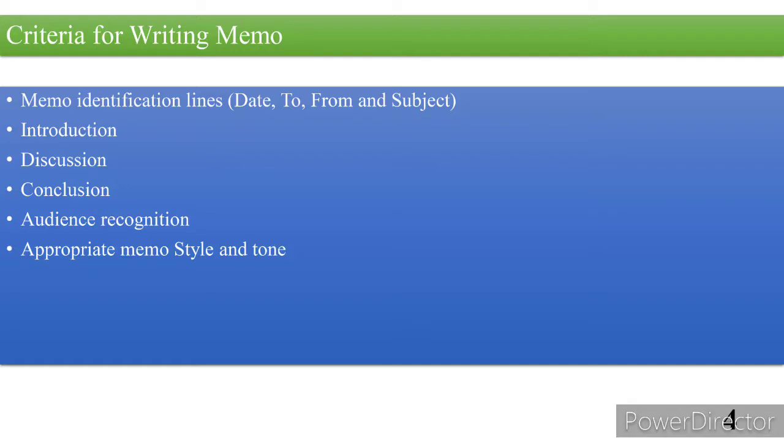After that, "To" is very important. To whom you are writing the memo. They can be multiple. For example, if you are writing a memo to the director, head of department, or director general, or if you have multiple, you can write in two. And in "From", you can write your name, especially the designation is important. You can write the designation. And after that, the subject.